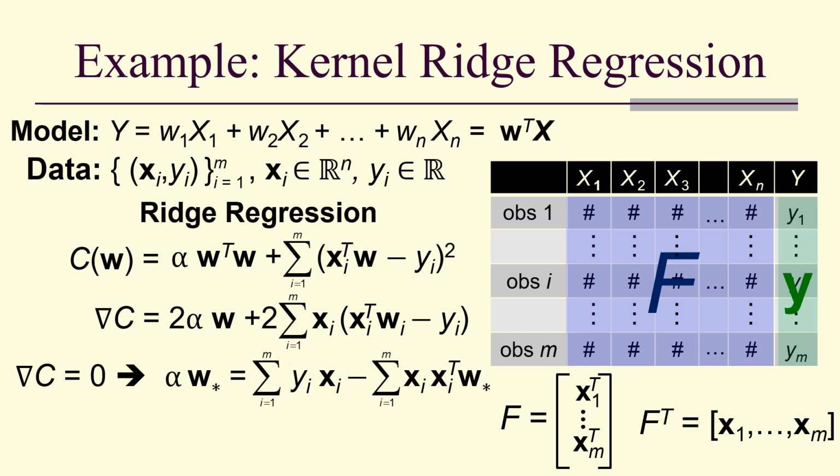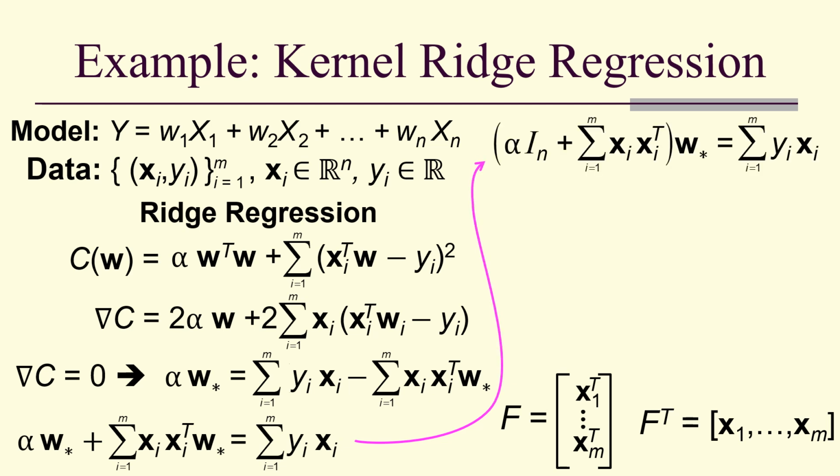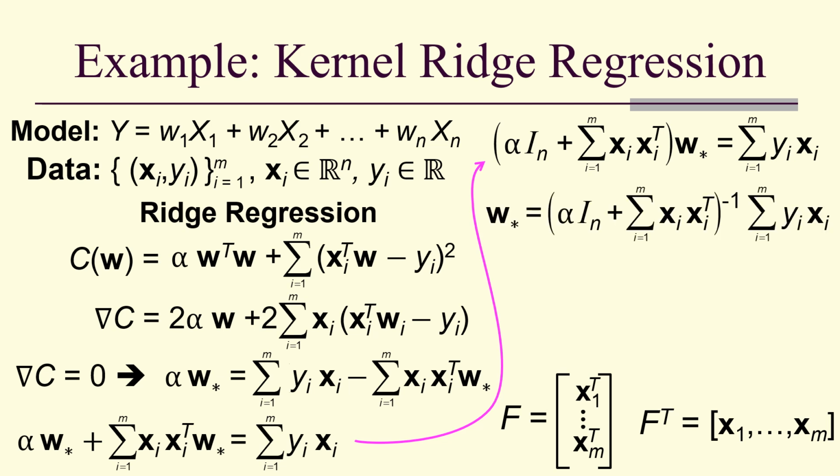And we can distribute the sum. Now we can move the sum on the end to the front. And now, continuing here at the top, we can factor out the W star. And that leaves alpha times an identity matrix plus this sum x_i x_i transpose. Therefore, our W star is this alpha I plus sum x_i x_i transpose, that quantity inverse, times the sum y sub i x sub i.